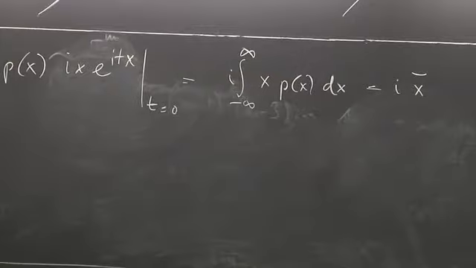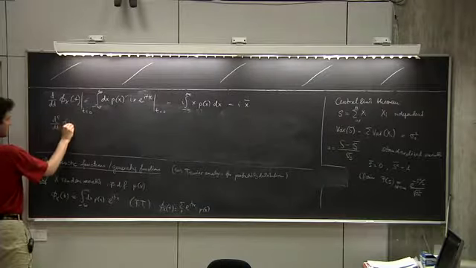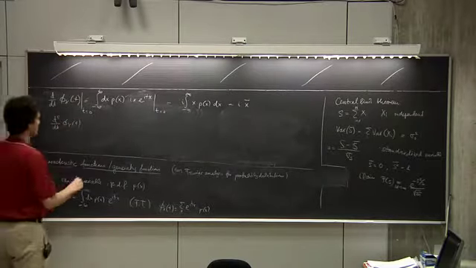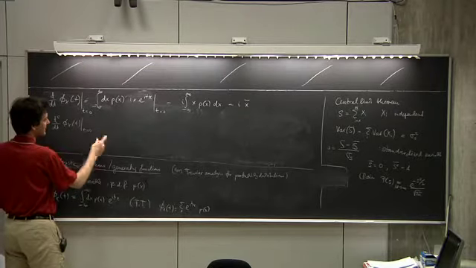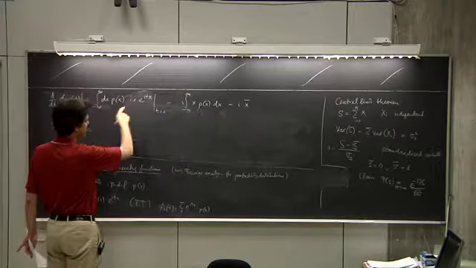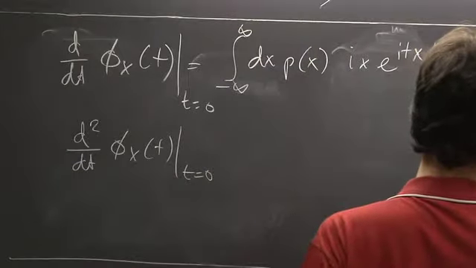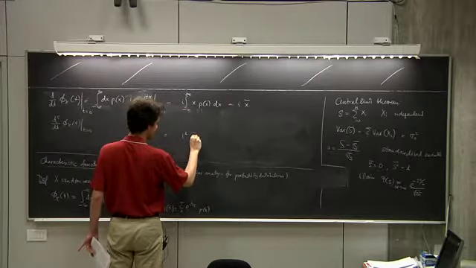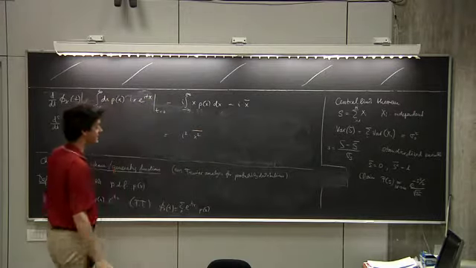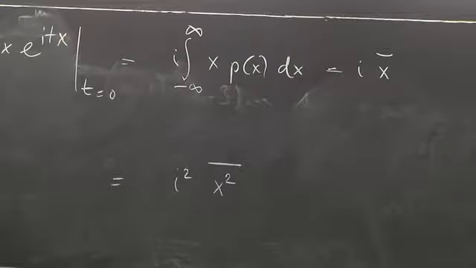What happens if I take the second derivative? Well, it's not very difficult to see, right? Then you get another factor ix down. So then you just get i squared times the expectation value of x squared, and so on, right?